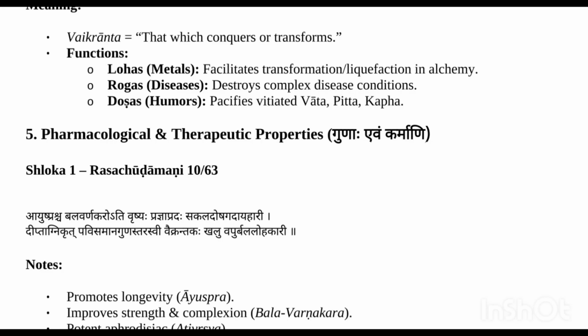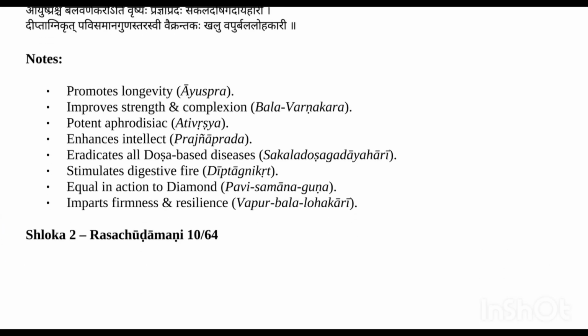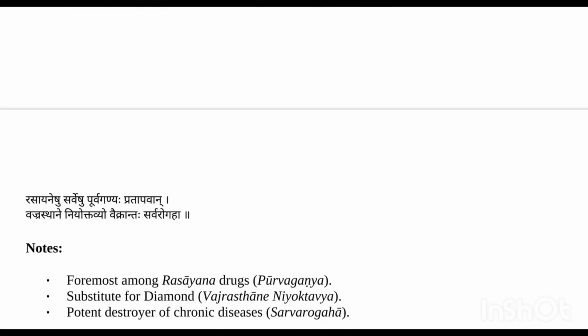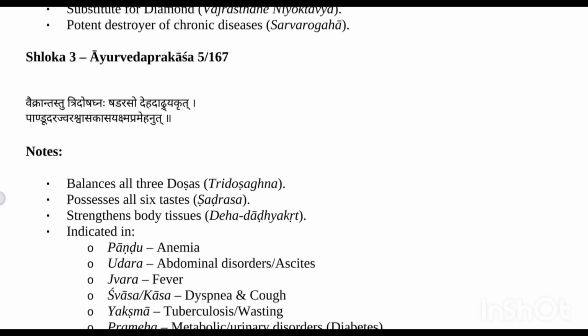According to Rasa Chudamani, आयुष्प्रद, बलवर्णकर, अतिरुष्य, प्रज्ञाप्रद, सकल दोष गदहारी, दीप्ताग्निकृत, पवी समान, तेजस्वी, वपु बल लोहकारी. Also Rasa Chudamani Shlok 2nd, which is Rasāyaneshu, Vajrasthane, means substitute for diamond, and Sarva Rogahara.